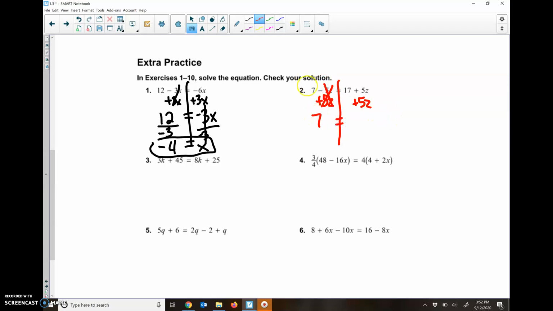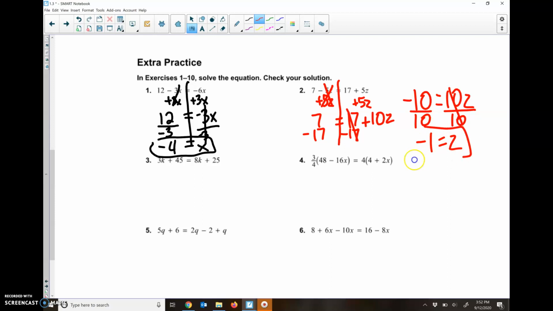So the only thing on the left side is the 7, and then I have a 17, and then 5z plus 5z is 10z. Okay, I have this 17 over here by the z, so I'm going to get rid of that. It's a plus 17, so I'm going to minus 17. So then I end up with negative 10 equals 10z. And so that's 10 times z, so I end up dividing both sides by 10. And negative 10 divided by 10 is a negative 1. So negative 1 equals z.